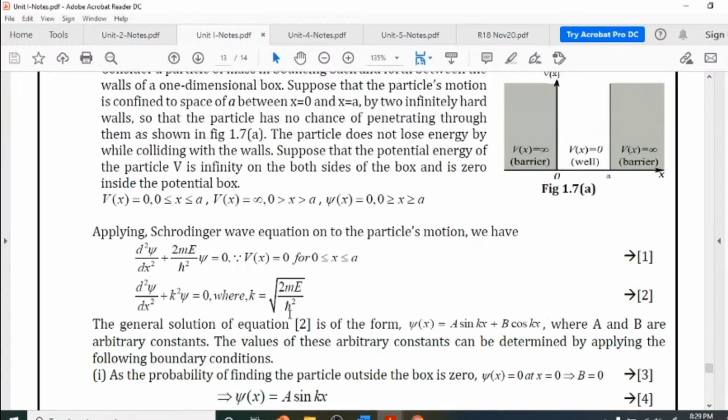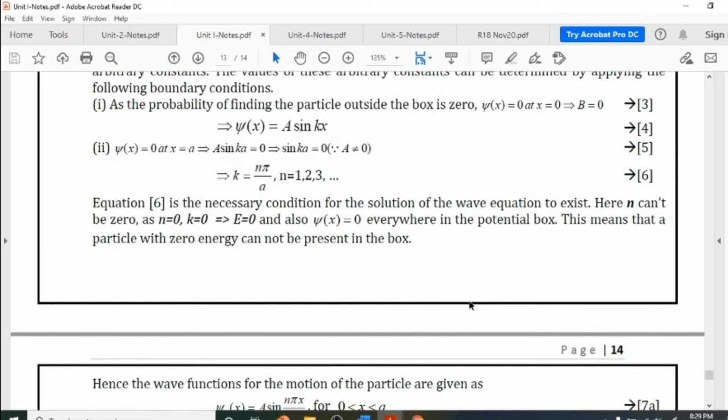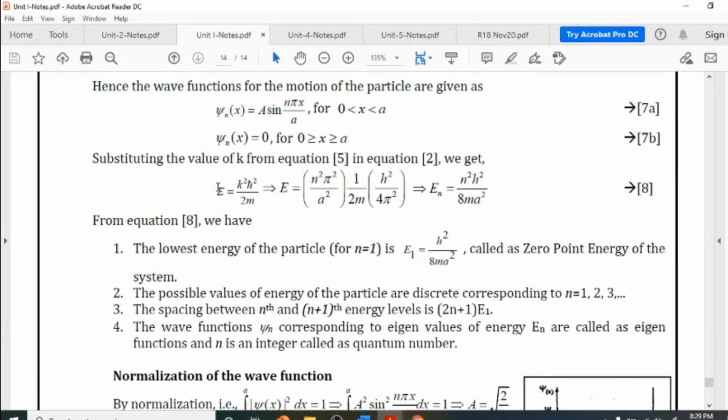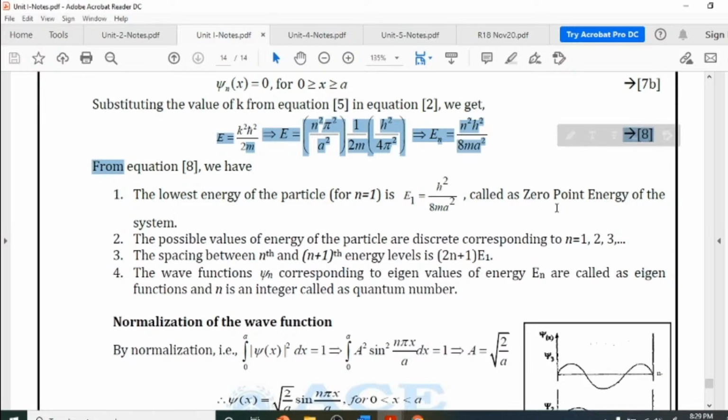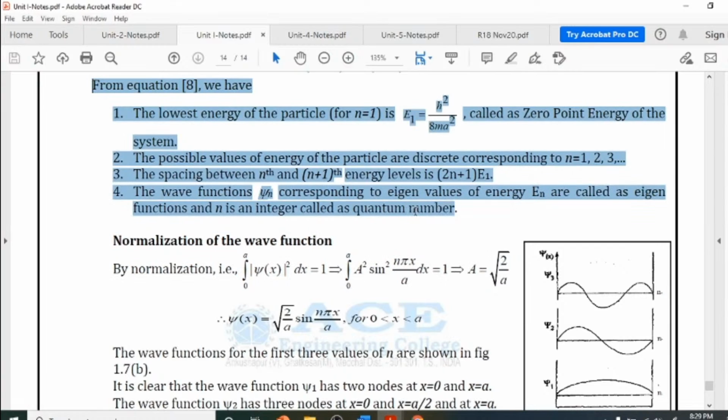Unit 1. Now particle in a one-dimensional potential box, as you can see in the heading here, and you would write this entire thing. Up to how much part? Until here only. Understood? This is the energy equation. And then you are asked also to write about the eigenvalues and eigenfunctions, that is this particular point, the 4th point. You can write all these 4 points for better understanding. That's it. This is where you are going to get 8 marks.